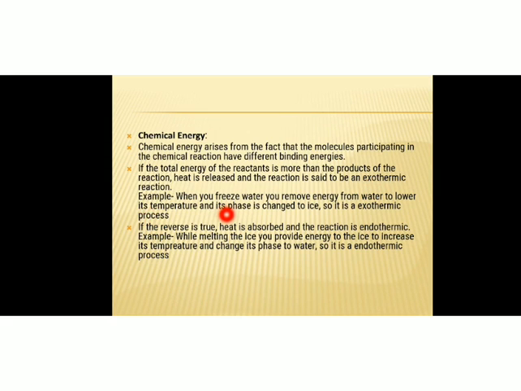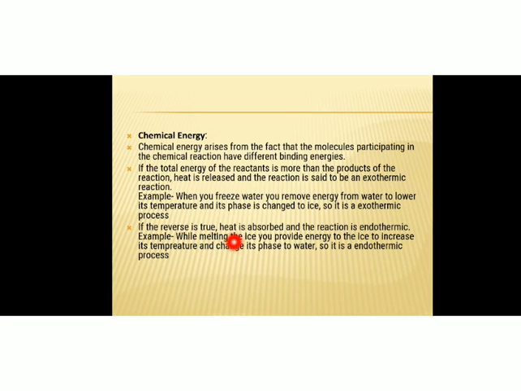You had already studied about exothermic and endothermic reactions in your chemistry classes. Here there is an example for an exothermic reaction. When you freeze water, you remove energy from water to lower its temperature and its phase is changed to ice. So it is an exothermic process.